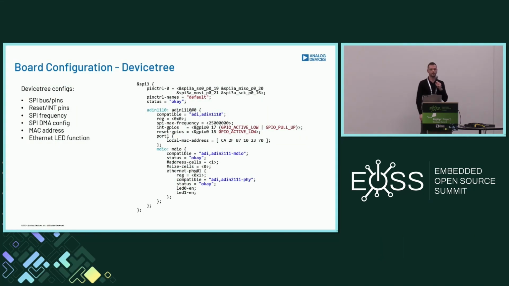I've included a snippet here from device tree for the ADIN1110 MAC-PHY. For those familiar with device tree, there's nothing new here, but the key things we're configuring are the SPI interface, the SPI bus we are using, the reset and interrupt pin configuration, the SPI frequency, along with the DMA config if DMA is being used. And obviously using DMA in an application like this, where we're frequently reading and writing to the SPI bus, will be advantageous. The MAC address of the device is also specified here in device tree, as well as the Ethernet LED functionality. These MAC-PHY products have onboard LED GPIOs, which can be used to signify things like the traffic on the network.